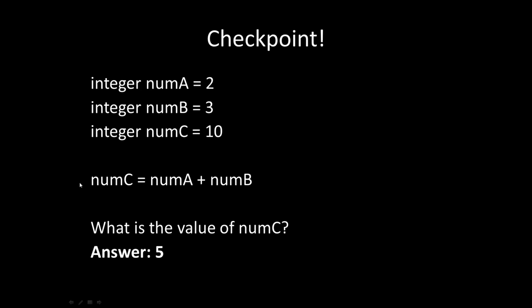However, here in the fourth statement, we use the assignment operator to assign the sum of the first 2 variables to num_c. So using basic understanding of mathematics and substitution, num_a is equal to 2. num_b is equal to 3. I sum 2 and 3, I get 5, and then I assign the value of 5 to num_c, so the value of num_c is 5.